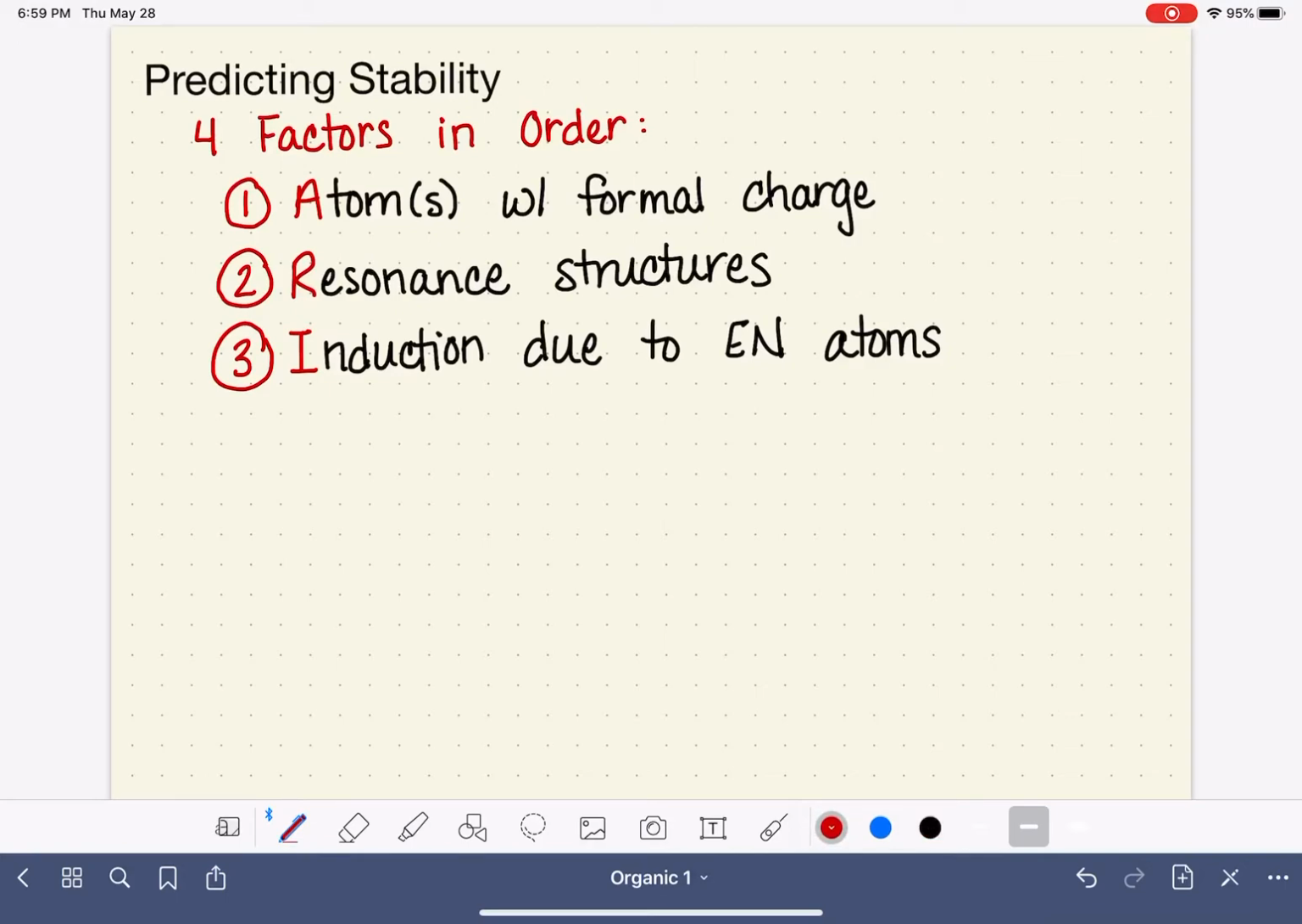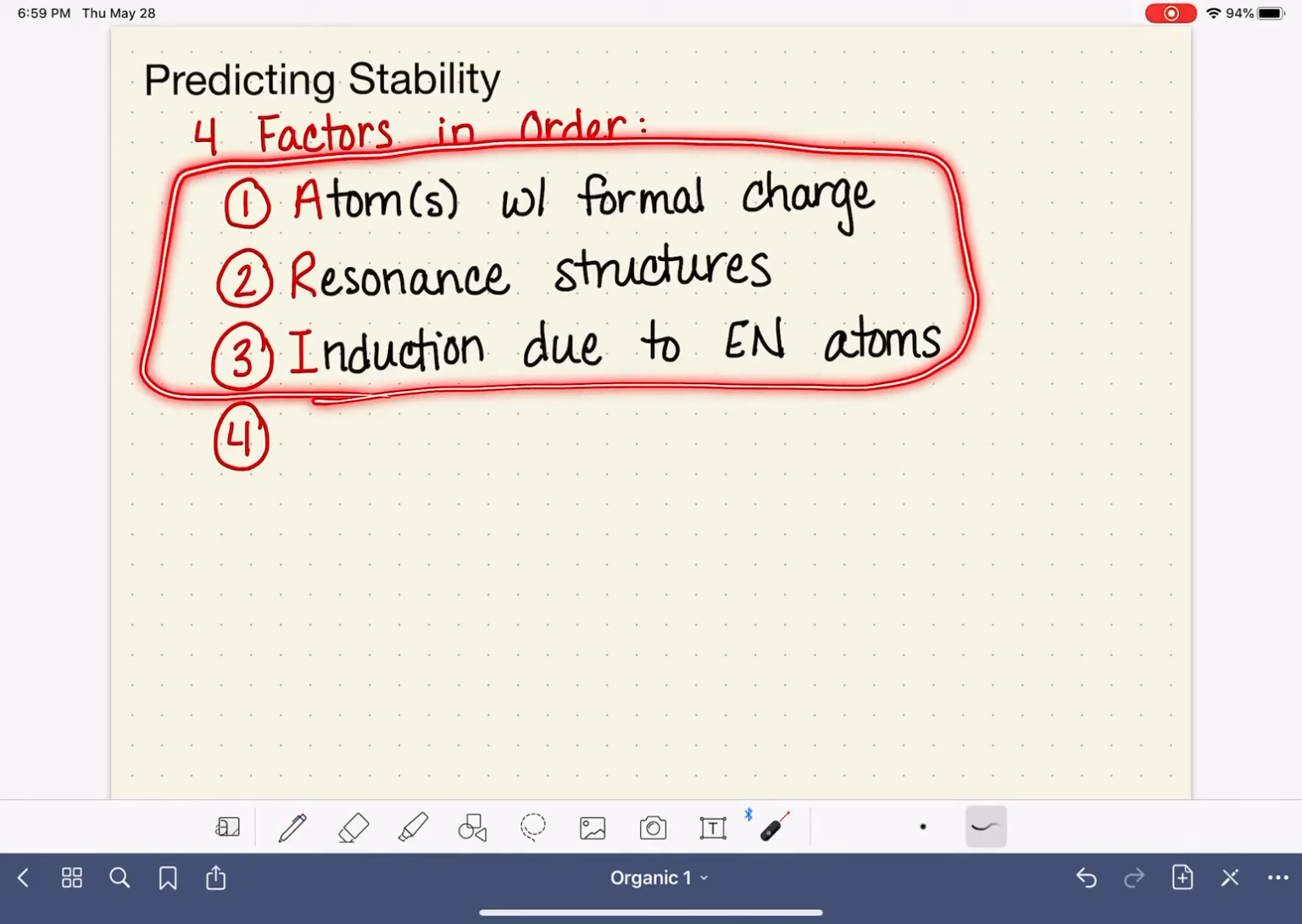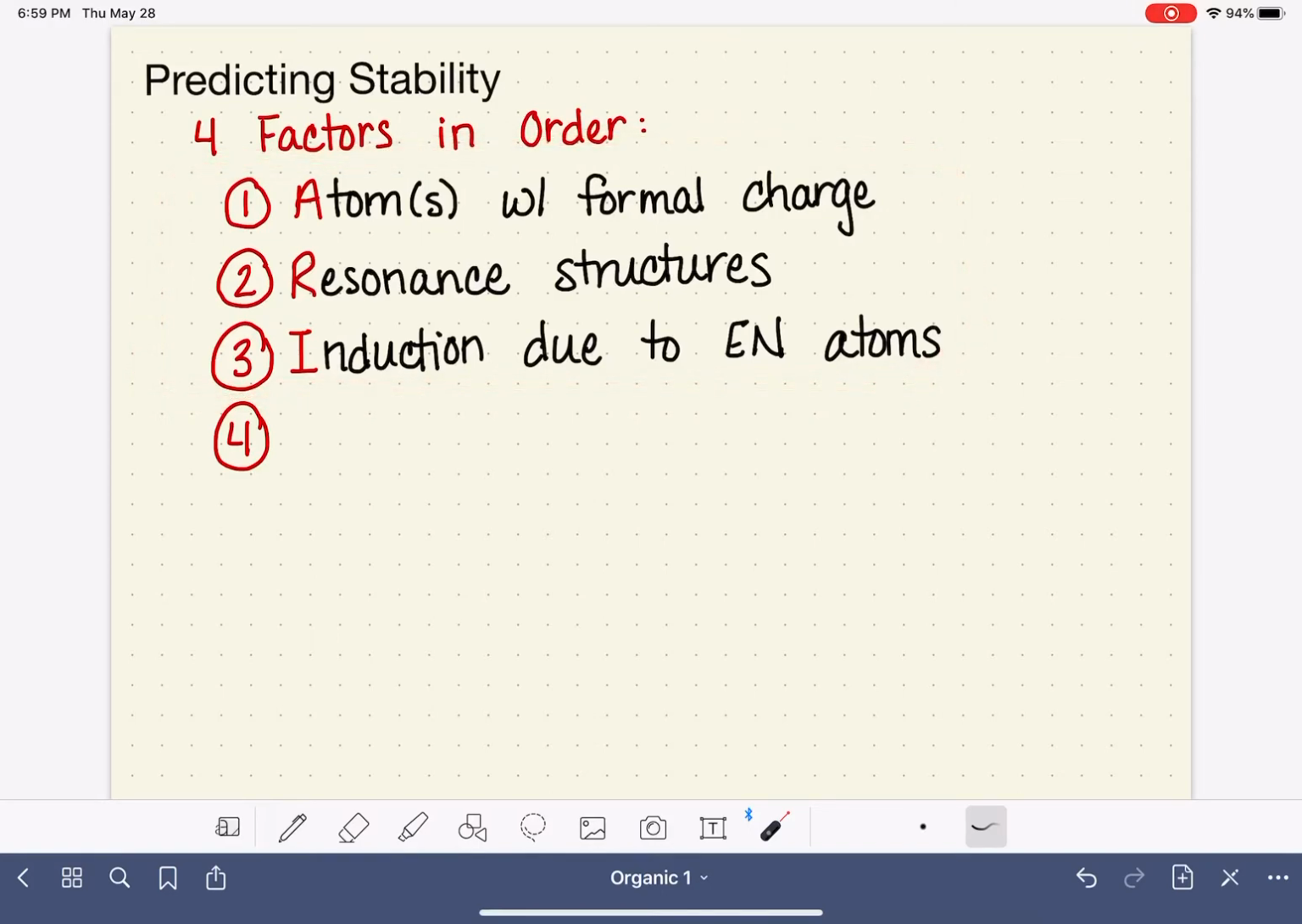So if this feels kind of hazy to you right now, just stay with me, not just in this video, but in the future videos as well. And I would say pretty much 100% of the time, these 3 factors are enough for us to determine stability. But just in case, we have a 4th factor.